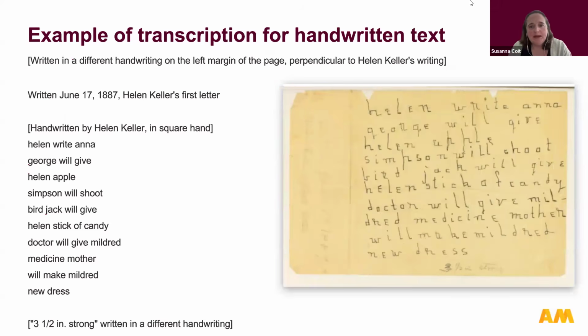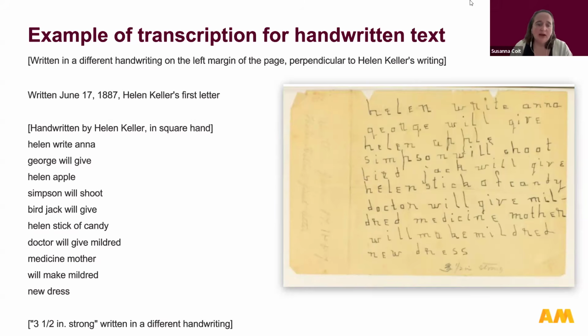So as an example, I have selected Helen Keller's first letter, which was written June 17th, 1887, which was just about 2 months after Anne Sullivan arrived in Tuscumbia, Alabama to start teaching Helen. And fun fact, today is actually Anne Sullivan's birthday. So this is Helen Keller's first handwritten letter.